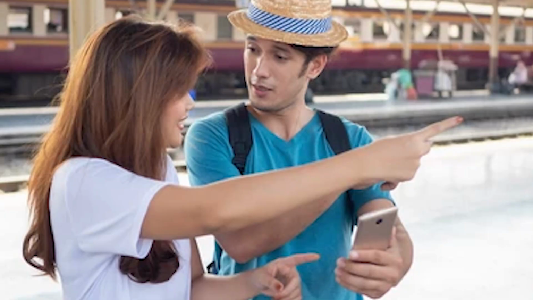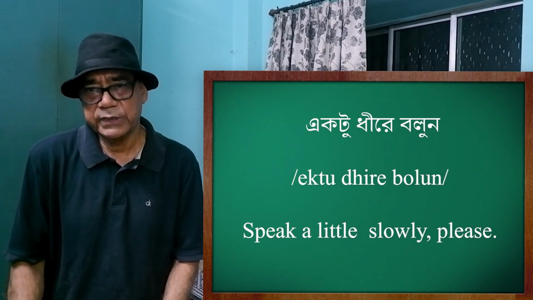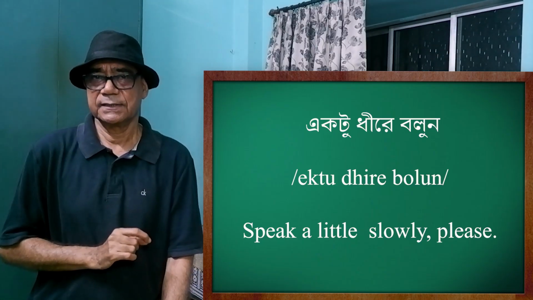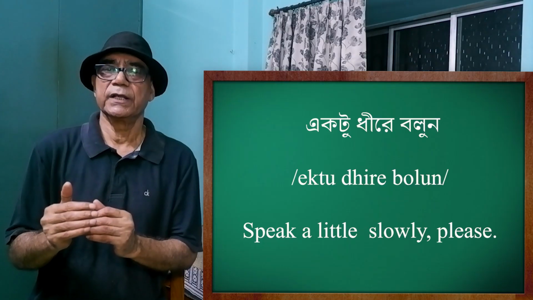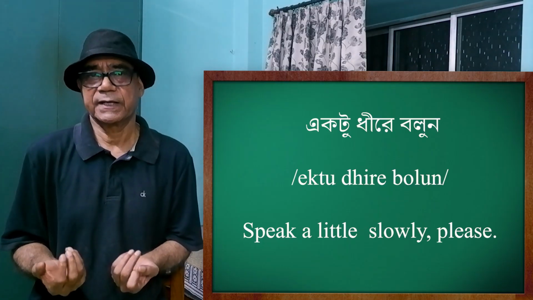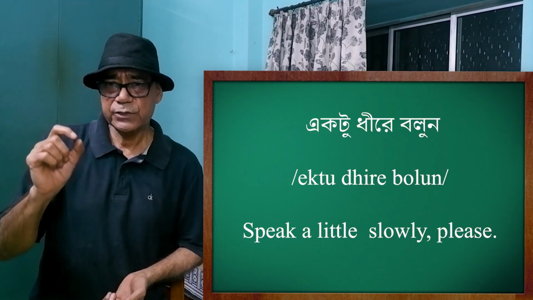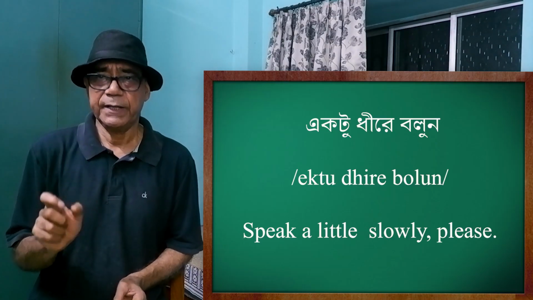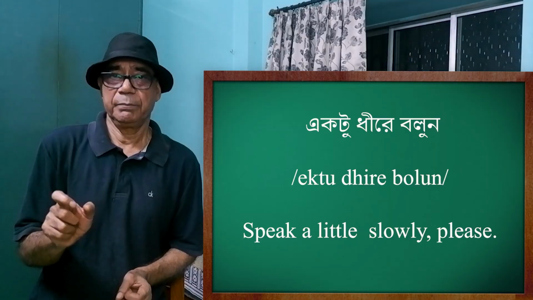Number 9. In answer to your question, he said something, but you didn't catch it or you couldn't understand it. In that case, ektu dheere bolun. Ektu, slightly, a little. Dheere means slowly. Bolun means speak. So, speak a little slowly, please. Ektu dheere bolun.